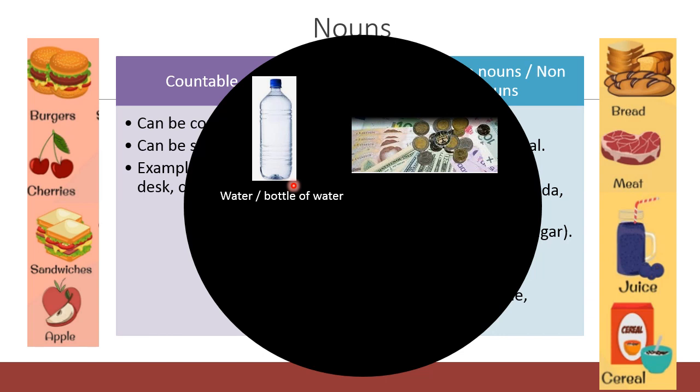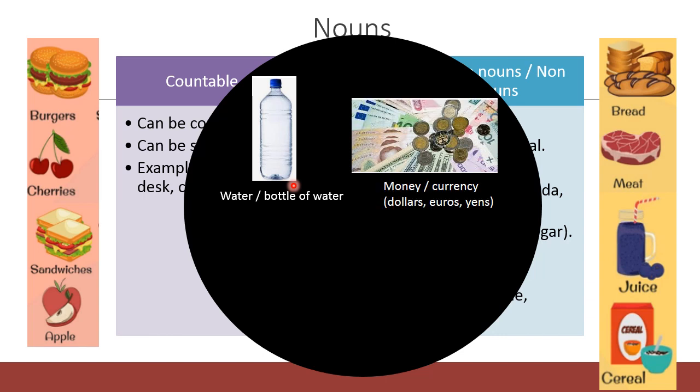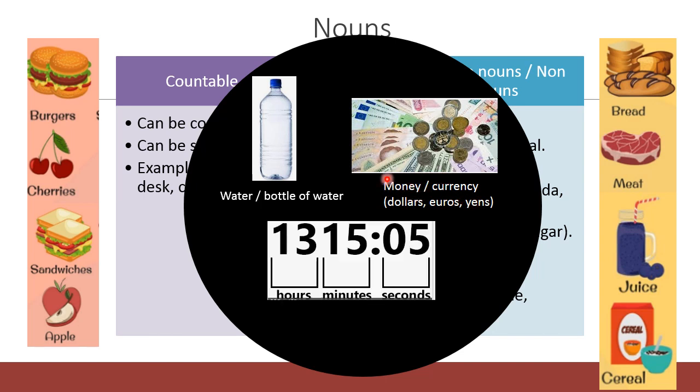Okay, that's with bottle. Talking about money, that is also a non-count noun. Money by itself is a non-count noun. But if we talk about the currency, like dollars, euros, yens, bolivares, pesos, any currency, you can count: $20, 50 euros, 100 yens, 500 bolivares. So you can count when you have the currency, but the word money by itself cannot be counted.